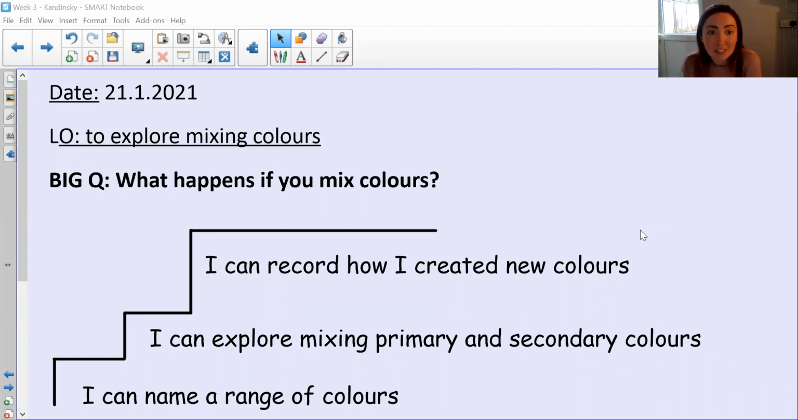Our steps to success today are: I can name a range of colours, I can explore mixing primary and secondary colours, and I can record how I created new colours. Our big question is, what happens if you mix colours? That's what we will be finding out.